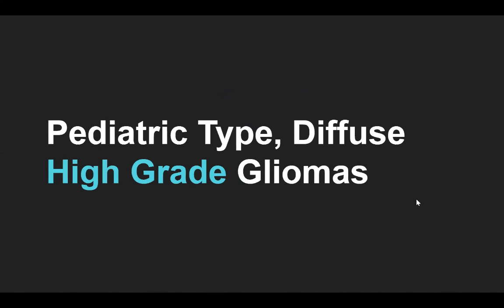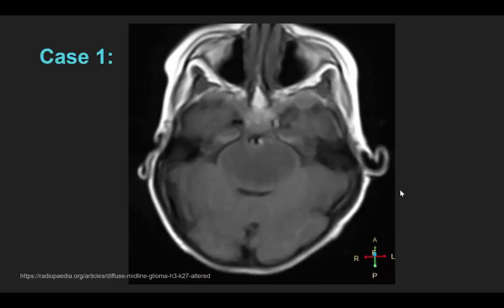And that was it for the low grade gliomas. We start the diffuse high grade gliomas from today. This is the first one. I'm sure a lot of you would be knowing what this is, but I would really like if somebody can volunteer and explain the radiology.